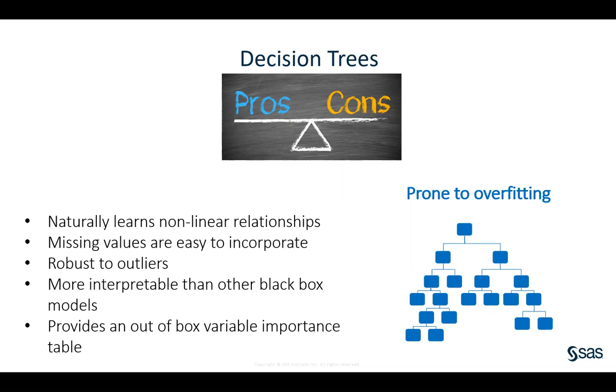It's more interpretable than other black box models, but of course less interpretable than a regression model. The interpretability depends on the depth of the decision tree, how big that tree is. And it also provides an out-of-the-box variable importance table. Even though by using this table we cannot tell if a variable had a positive or a negative effect on the response, like in a regression model, this table gives us a list of variables that are ordered in importance based on their role constructing the tree. And so that kind of gives us some information.